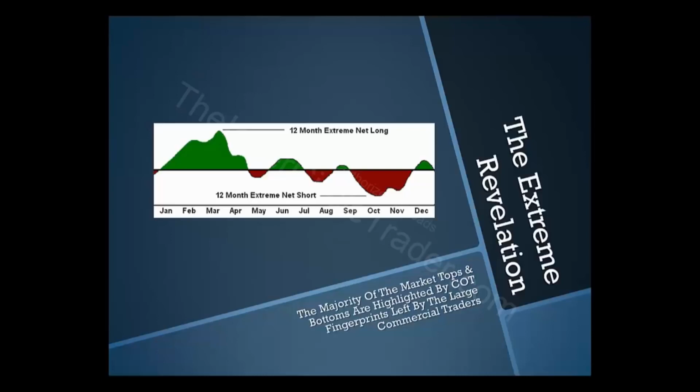But this is a graphic depiction, okay, not based on any real data. I'm just showing you the concept that in October, this would represent a net short position extreme reading over the last 12 months in October. So there would be a major high or top to be formed in that particular time period.